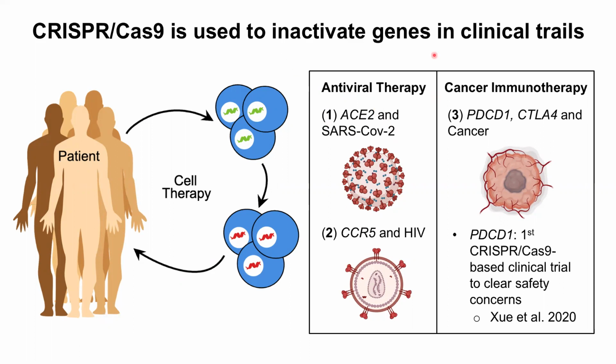And the other two genes were PDCD1 and CTLA4, which are important in cancer immunotherapy, more specifically in immune checkpoint blockade. And notably, the first CRISPR-Cas9 based clinical trial to clear safety concerns in humans was just reported last year, in which researchers inactivated PDCD1 in T cells. So in that study, Xue et al. essentially utilized CRISPR-Cas9 with the goal of treating late-stage non-small cell lung cancer patients, and their trial was deemed safe and feasible.